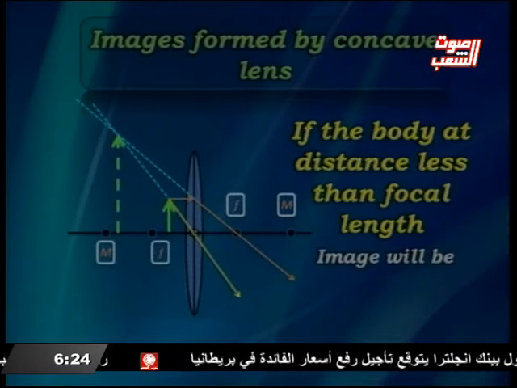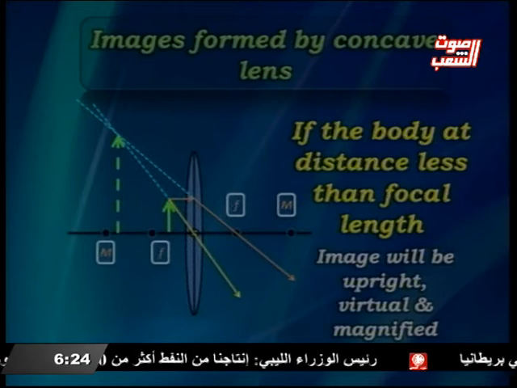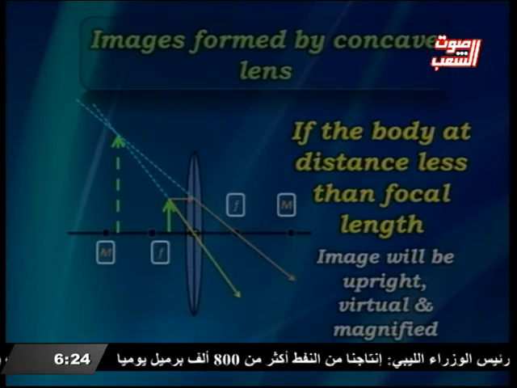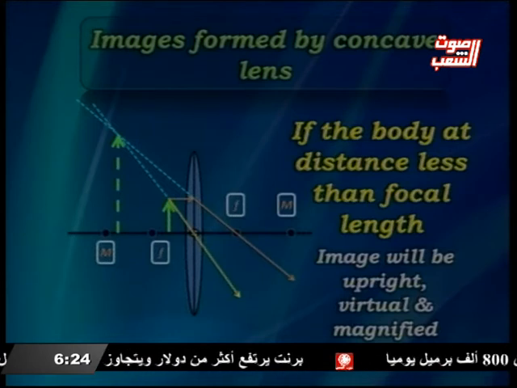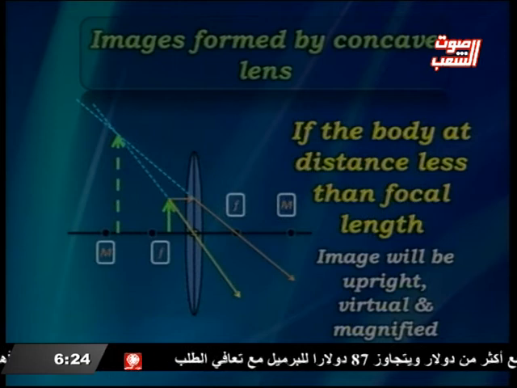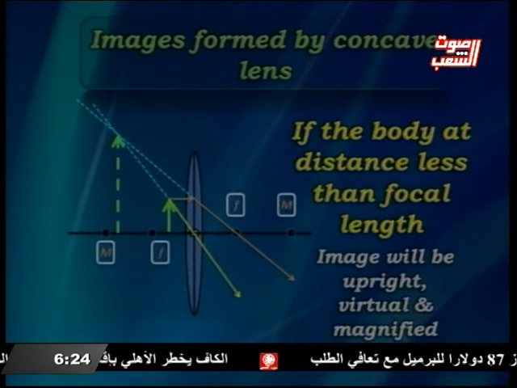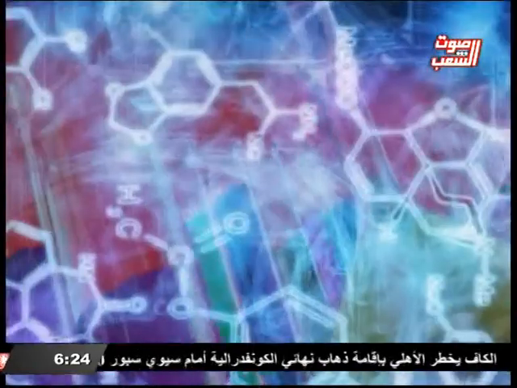I have the extension of each one of them. So the extension here, in the convex lens, makes the image upright, virtual, and magnified. Excellent. Why? Because the body is very, very near to the convex lens.